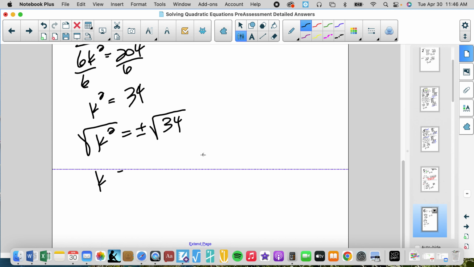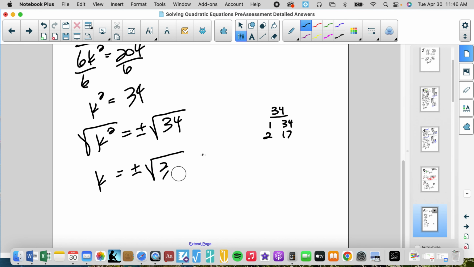We get k equals plus or minus 34. What are we going to break that down into? Well, factors of 34 are 1 and 34. That doesn't help us. 2 and 17. That doesn't help us. So that is just simplified. Well, not 36. We would love it if it was 34. So my answer is plus or minus rad 34. Cannot be simplified, which happens.